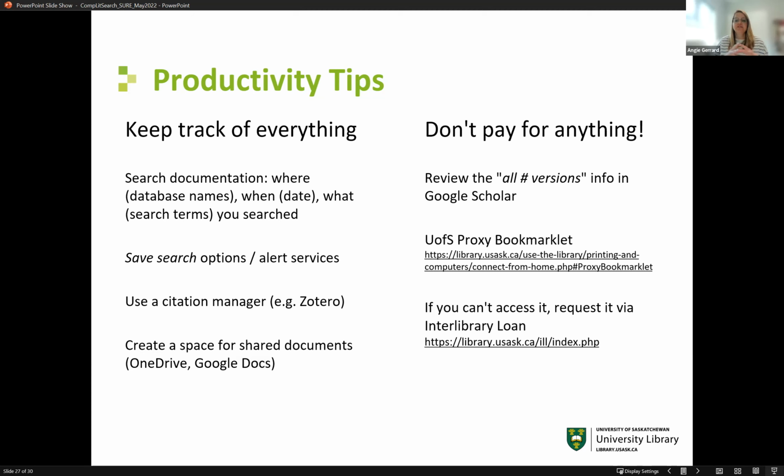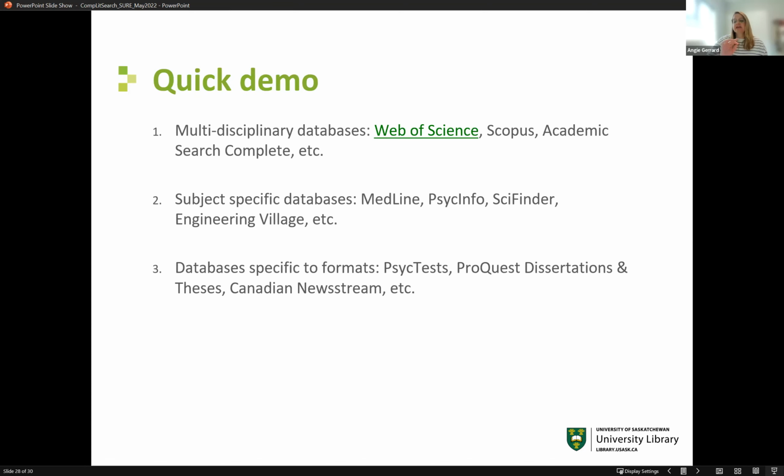The U of S library also has a proxy bookmarklet that you can install. If you're looking at something and it wants you to pay for it, you click on the bookmarklet and it'll go through that proxy and say, actually, we already have full text access, here you go. But if the library does not have access and you can't find an open access version, you can always request it through interlibrary loan, and that's where we will request it on your behalf from a different library.